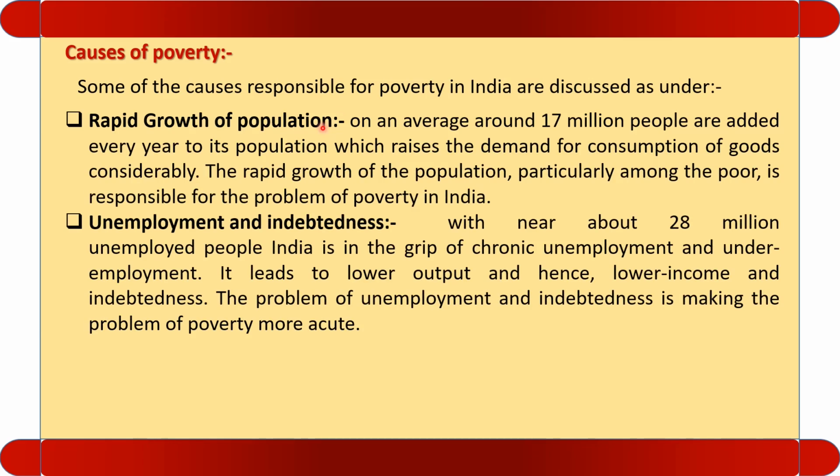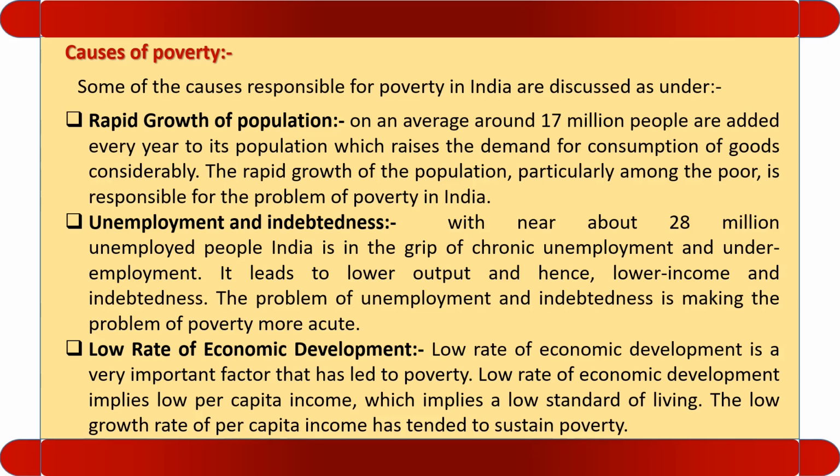The first is rapid growth of population. On an average, around 70 million people are added every year to its population, which raises the demand for consumption of goods considerably. The rapid growth of population, particularly among the poor, is responsible for the problem of poverty in India. Next is unemployment and indebtedness. With near about 28 million unemployed people, India is in the grip of chronic unemployment and underemployment. It leads to lower output and hence low income and indebtedness.